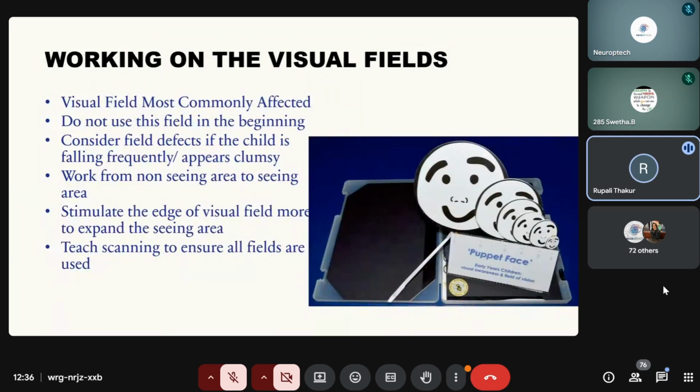Then stimulate the edge of the visual field more to expand the seeing area. Then teach scanning to ensure all fields are used. In a CVI child, how can you teach them scanning?